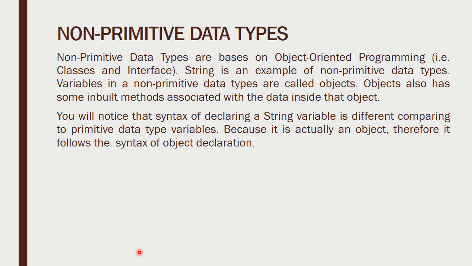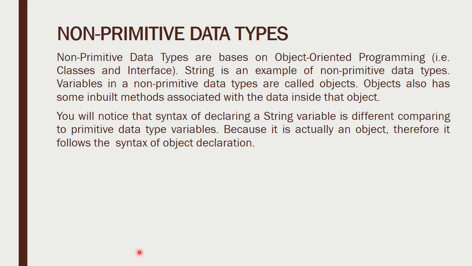Next one is non-primitive data types. Non-primitive data types are based on object-oriented programming, that is classes and interfaces. String is an example of non-primitive data types. Variables in non-primitive data types are called objects. Objects also have some inbuilt methods associated with the data inside that object. You will notice that the syntax of declaring a string variable is different compared to a primitive data type variable because it is actually an object, therefore it follows the syntax of object declaration.